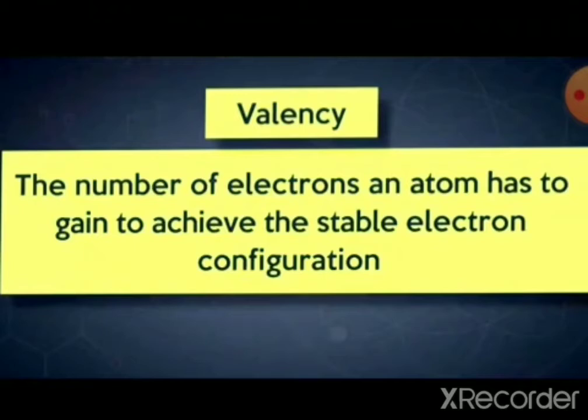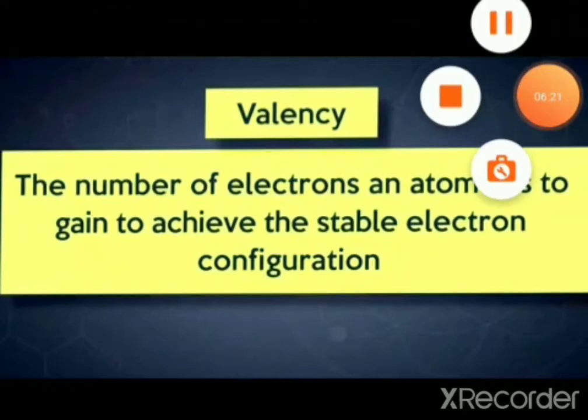Before, we read that valency means what the atom has to lose to achieve the stable electron configuration. Here we read that valency means what the atom has to gain to achieve the stable electron configuration. So combining both definitions, valency means the number of electrons an atom has to lose or gain to achieve the stable electronic configuration.